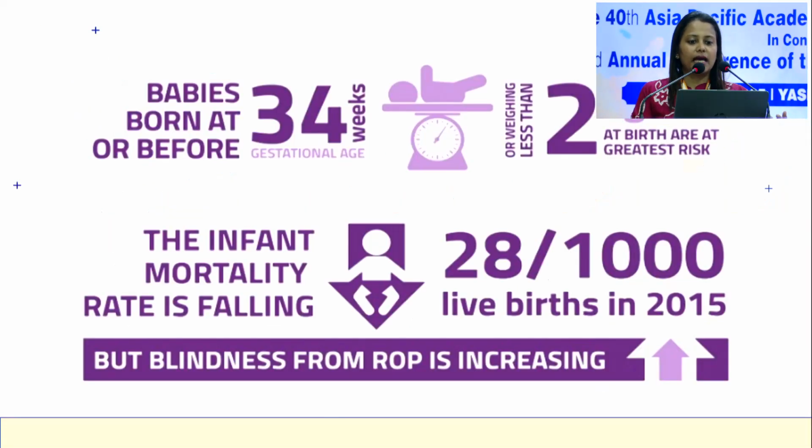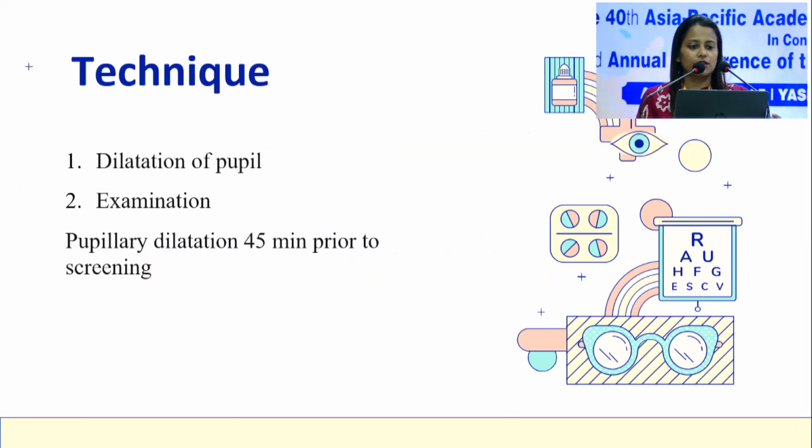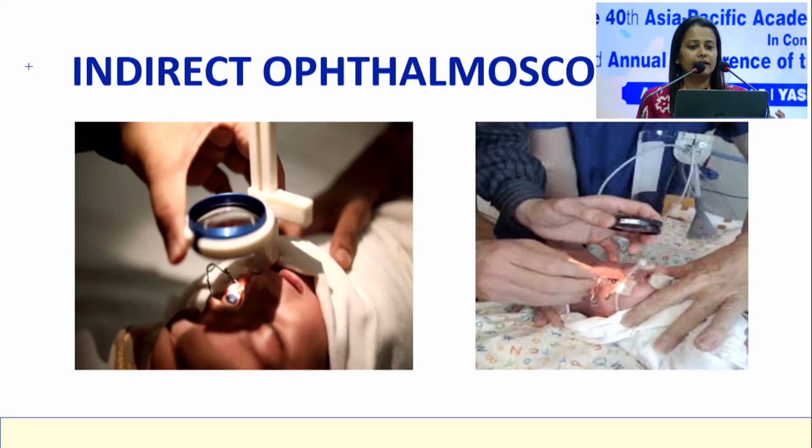So the screening modalities, we screen a baby who's less than 2 kgs of weight, less than 34 weeks if he's born, or any other systemic factor. So traditionally, it's indirect ophthalmoscopy, and the latest is photo documentation. Technique for both is the same. Pre-examination, 45 minutes prior to screening, we have to dilate. And this is how the conventional indirect ophthalmoscopy is done.